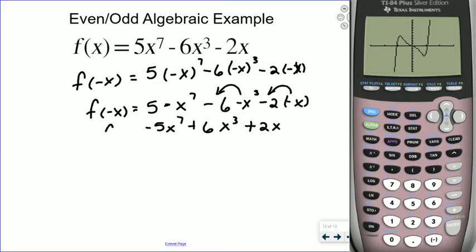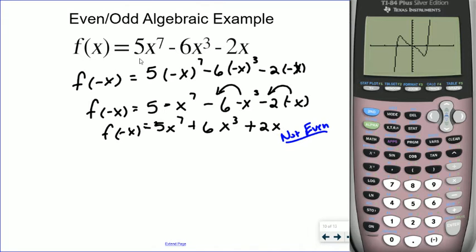So f of negative x, we now have to say, is this thing equal to our original function? Well, if f of x equals 5x to the 7th minus 6x cubed minus 2x, and f of negative x is negative 5x to the 7th plus 6x cubed plus 2x, well, that's not our original function. So we can say that it's not even. Because it's not the exact same thing as our original function, it's not even.